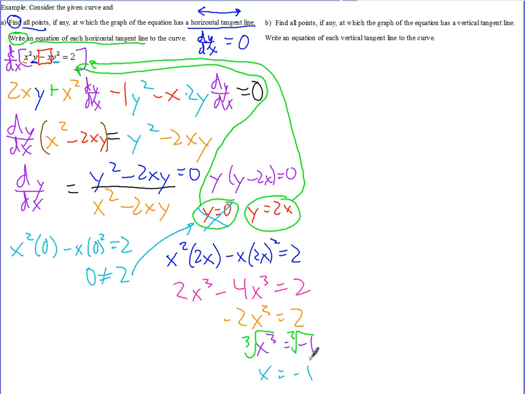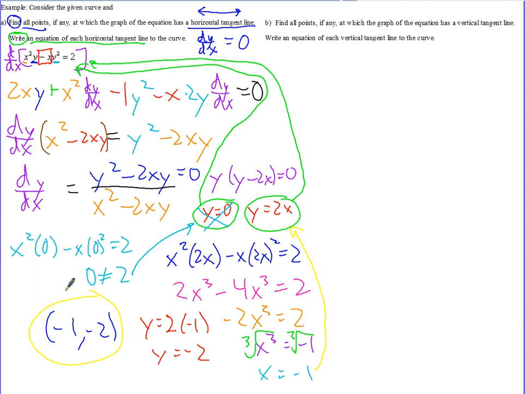And then to find y, don't go back to the original equation again. Sometimes that can give you extra points. We already did that, remember? But now, since we know x has to equal negative 1, you just put it right in here. And then y would have to equal 2 times negative 1. So y equals negative 2. So our point is x is negative 1, y is negative 2. That's the one point where we have a horizontal tangent line. And the equation of the horizontal tangent line, horizontal lines are y equals, and we already have it, y equals negative 2. We wrote it down right here when we were finding the y point.